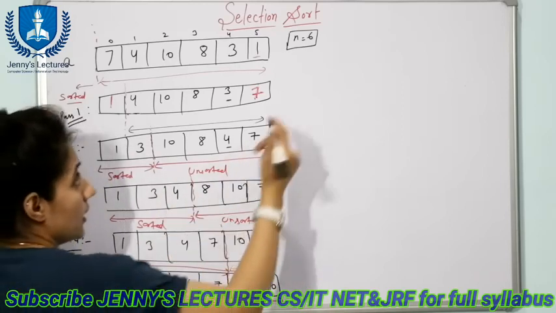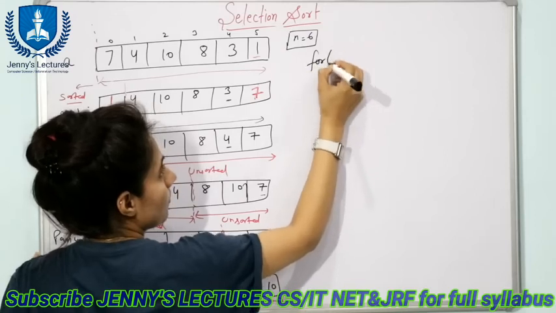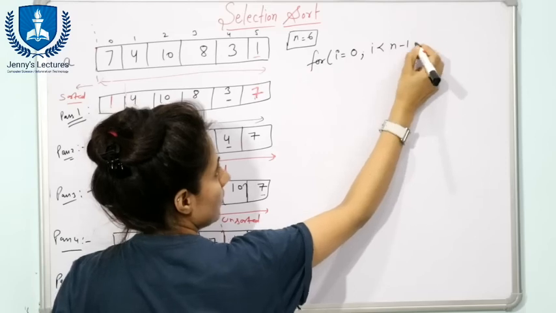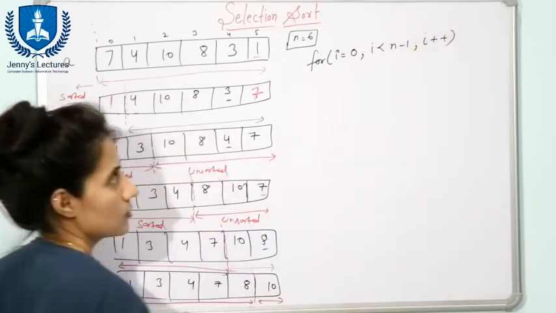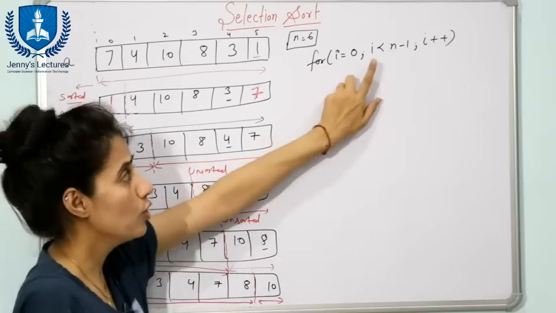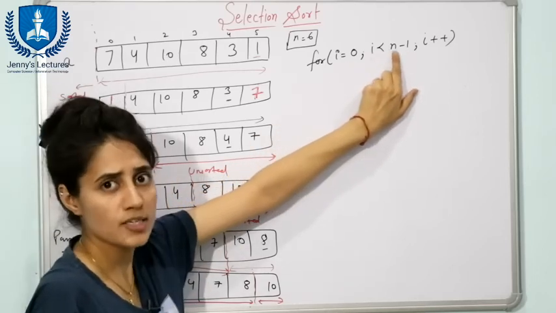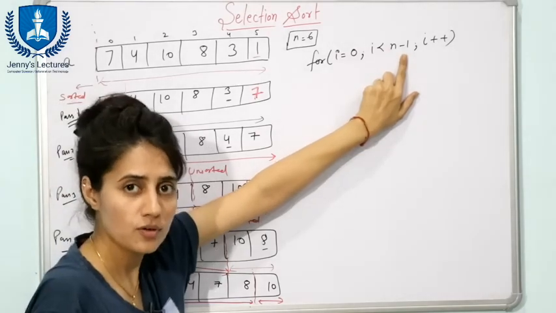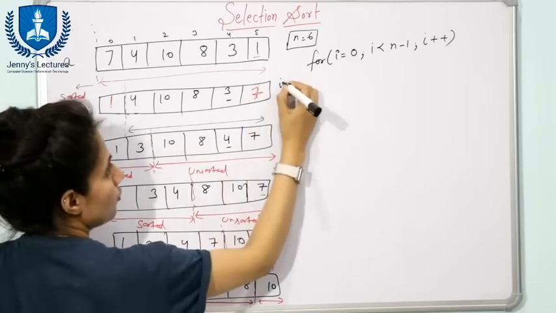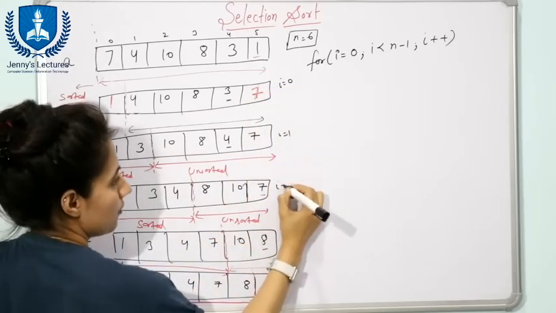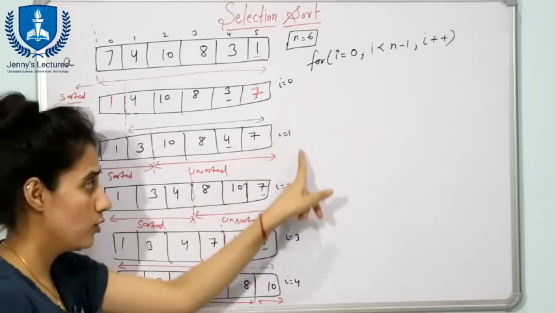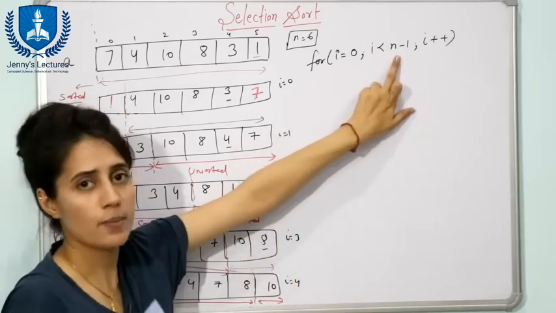Okay. See, now the outer loop would be from i equal to 0, i less than n minus 1, i plus plus. So this loop is for the passes, which is 5, so we will start from 0 to less than n minus 1, n is 6, 6 minus 1 is 5. Okay. So i value in pass 1 is 0, here i value is 1, here i value is 2, here i value is 3 and i value is 4. So 5 passes, 1, 2, 3, 4, 5, that is why I have written less than n minus 1.